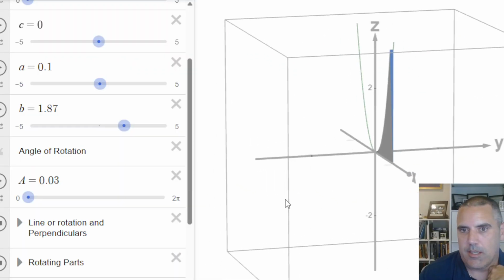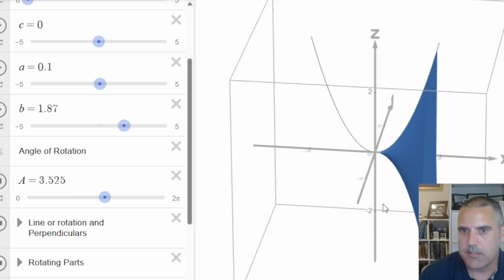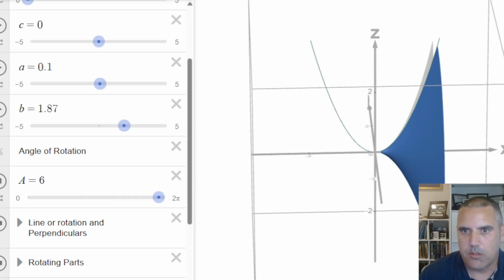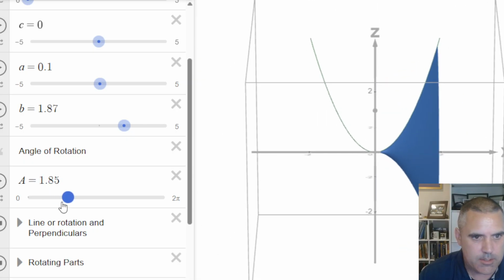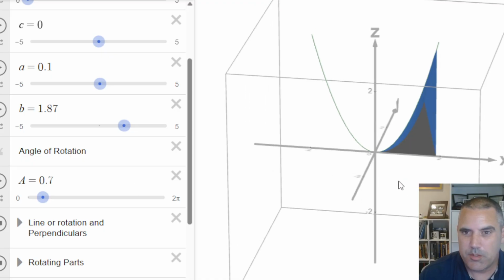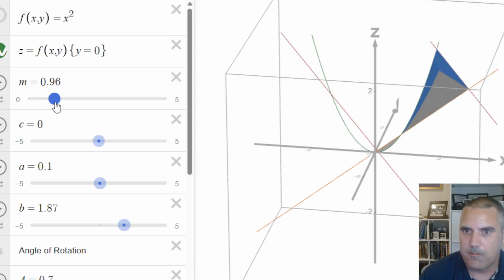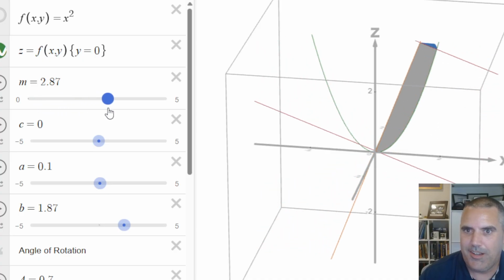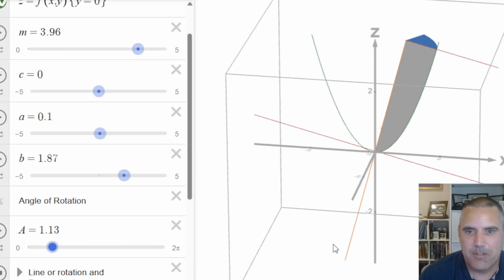So here's an example of this volume of revolution rotated around the x-axis. So there we go. No big deal. But I spent some time to try to come up with a general animation, and so I made it so I could move the line. Ooh la la. I was quite pleased with myself.